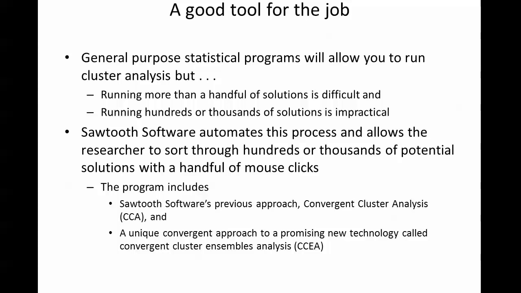And as a result, you end up looking at a fairly constrained number of solutions, and you don't really get away from that problem of, hey, it's a really big universe of possible solutions, and I've looked through a mere handful of them. So what Sawtooth Software does is automate this process and allow the researcher to look through hundreds or thousands of potential solutions with just a handful of mouse clicks that I'll illustrate in a couple minutes. The program includes two separate programs, one for Sawtooth Software's Convergent cluster analysis, a method that came out in the late 1980s, and one for a newer program called Convergent cluster ensembles analysis, using a new clustering technology that I'll also talk about in a minute.